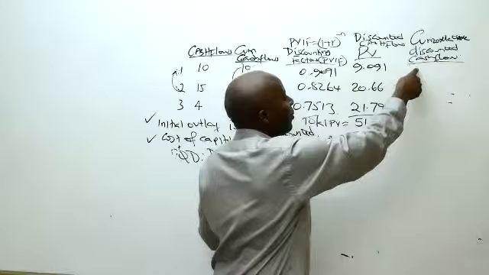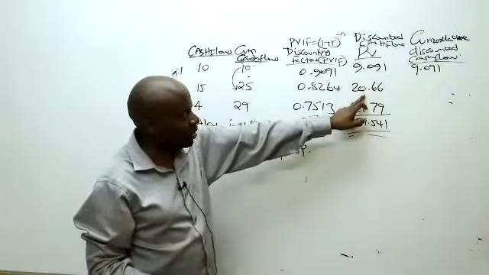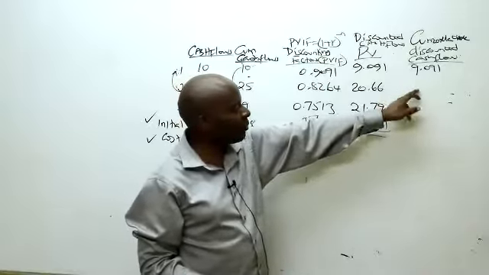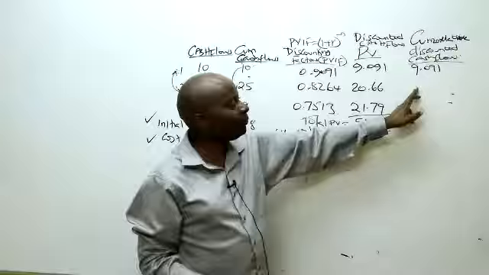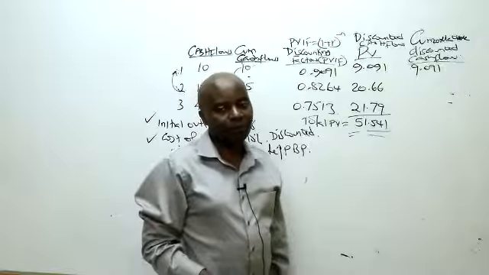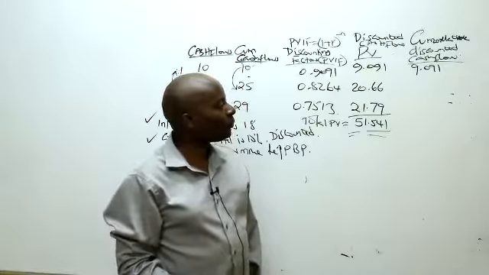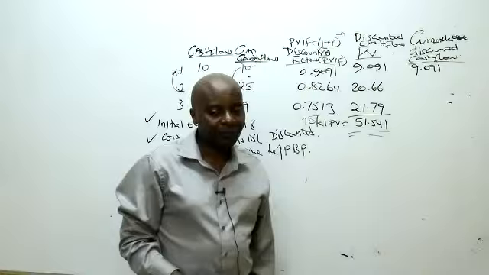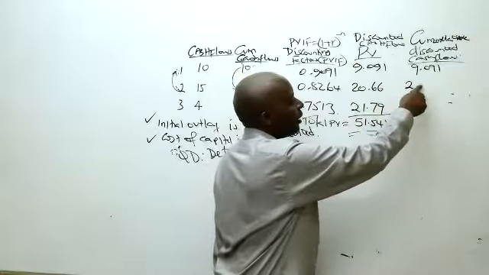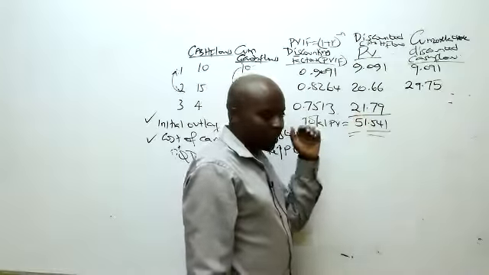So what do we have here? Somebody, 9.091. Come and add the 9.091 to this figure. Somebody add for me and then give me the cumulative cash flow for this. 9.091 plus 20.66. What do we have there? Somebody? I'm waiting to hear. 29 point. Thank you very much. And then lastly, we have this 29.75 plus 21.79.